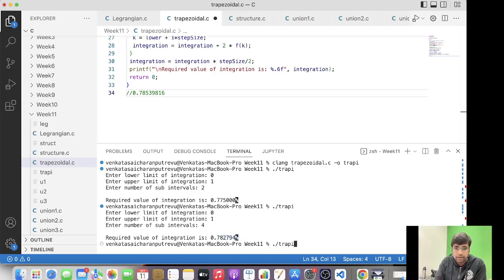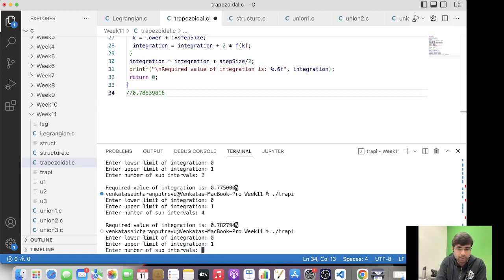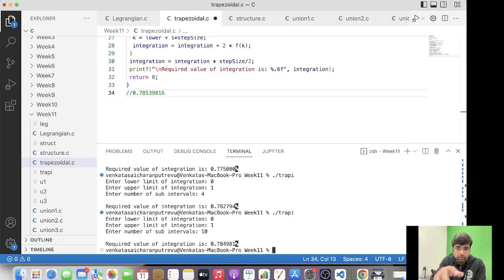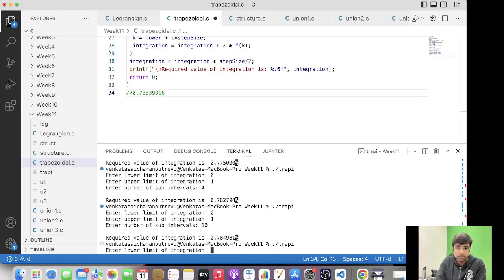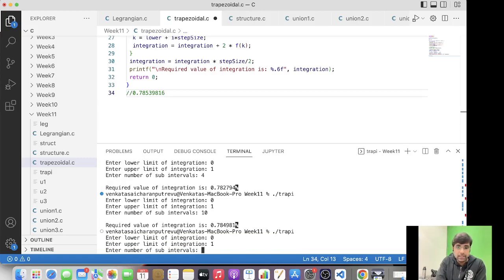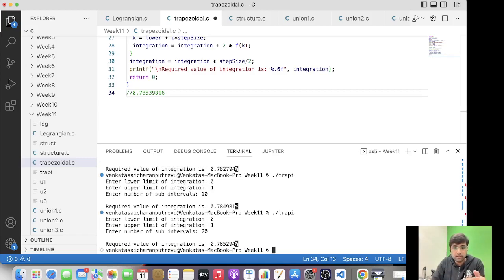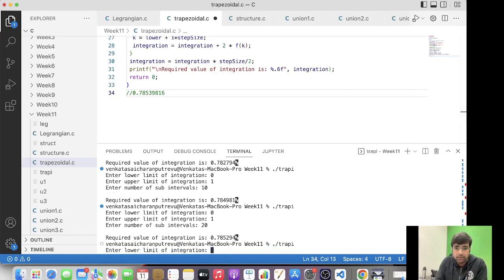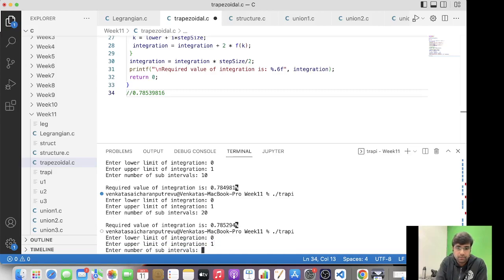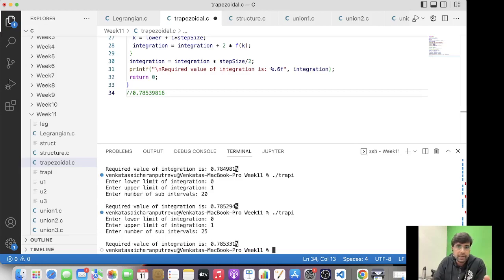We will try with 10 this time. Sub intervals will be 10. You can see that 0.7849. If you try the same thing with 20 trapezoids, you can see 0.7852. So it is almost equivalent. Then 0.7853, so it is almost equivalent up to 4 decimal points. That is what I want to infer.